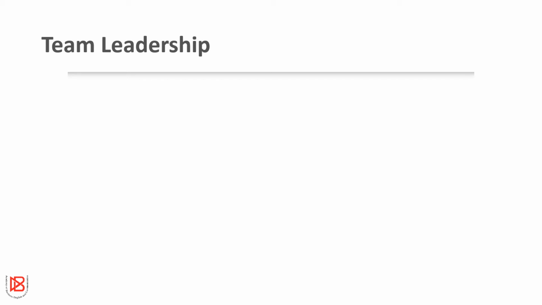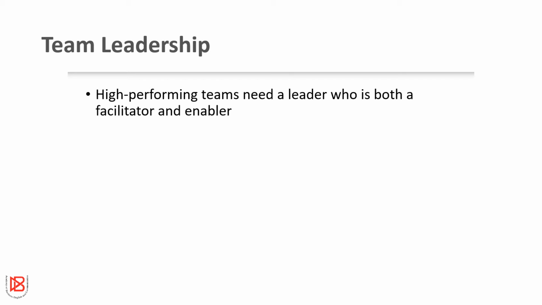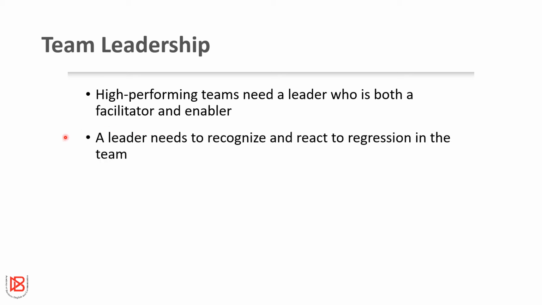Number one, we need to understand what team performance is and how we define the leadership thereby. So let us understand team leadership. A high performing team needs a leader who is not only a facilitator but also an enabler for all the staff, all the employees within the team. So remember, this is what a high performance team requires: a leader who is not only an enabler but also a facilitator. A leader must recognize and react to the regression in the team. If anything is going wrong with the team, the leader has to manage the emotion of the team members, thereby ensuring that the synergy is always maintained.